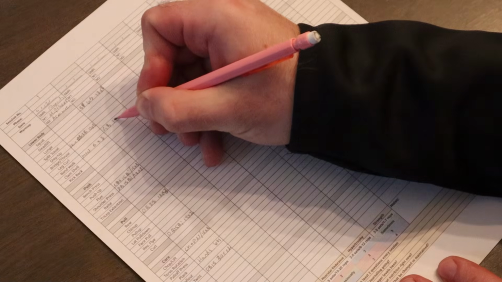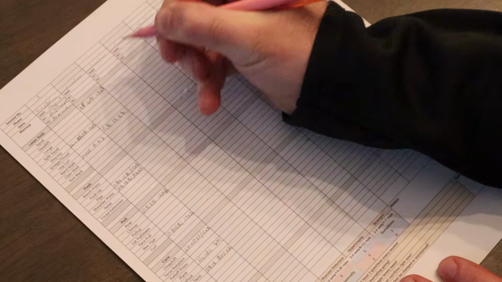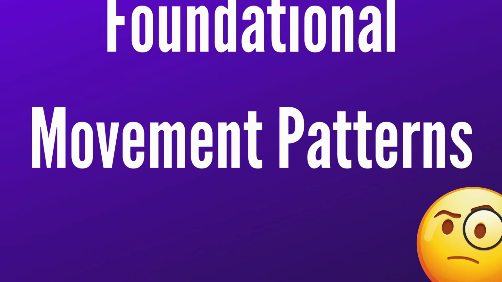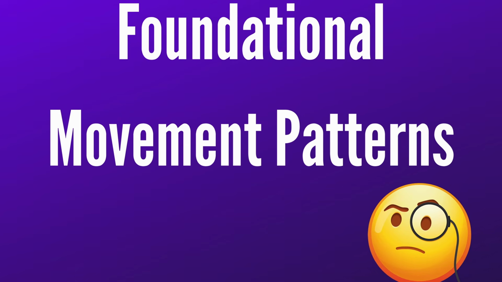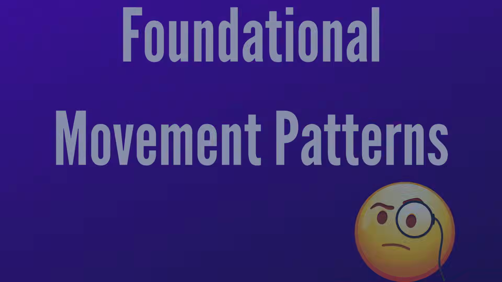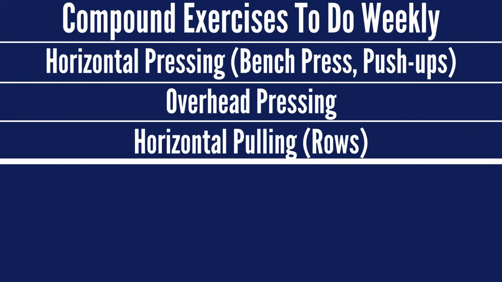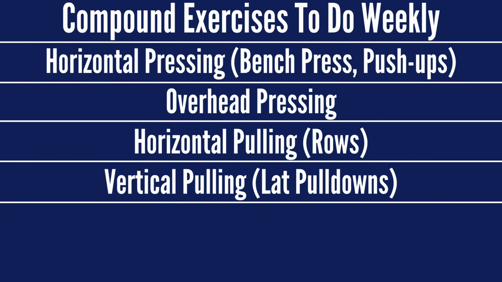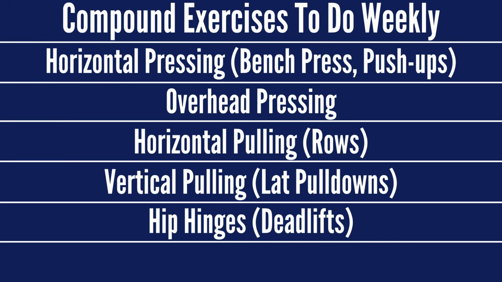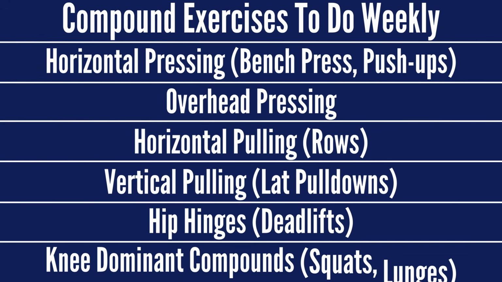So in thinking about what should be programmed onto this chart, it's always important to think about the foundational movement patterns that we should try to have most everyone do weekly. Horizontal presses like bench press and push-ups, overhead pressing, horizontal pulls like rows, vertical pulls like pull downs, hip hinging movements like deadlifts, and knee dominant lower body moves like squats or lunges. Again, in any given week, you should be having your clients do these foundational movement patterns unless injury or something else prevents them from doing so.